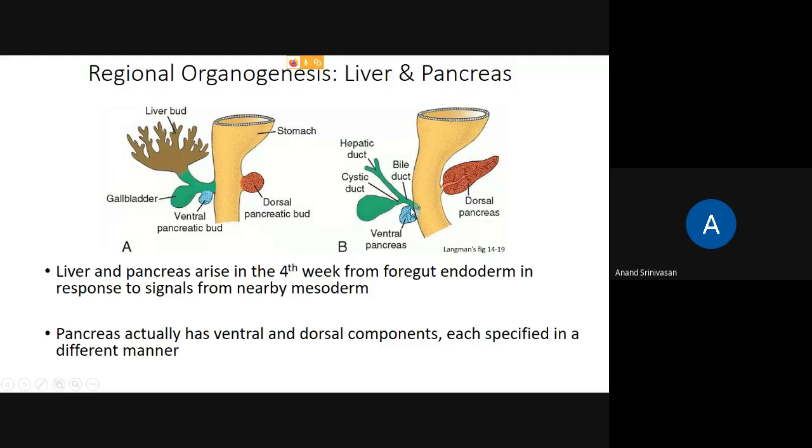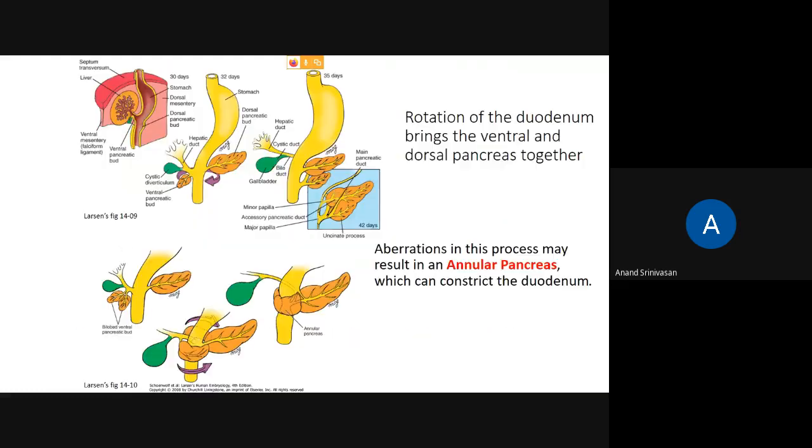This common bile duct mixes with the pancreatic ducts, and they open into the second part of the duodenum. Now if you see, there are two pancreas, dorsal pancreas and ventral pancreas. Embryologically there are two pancreas. How does this two pancreas change into one pancreas? Here you can see the dorsal pancreas, the ventral pancreas, and here you can see the common bile duct, cystic duct, gallbladder, common hepatic duct, and the hepatic ductules which go into the liver.